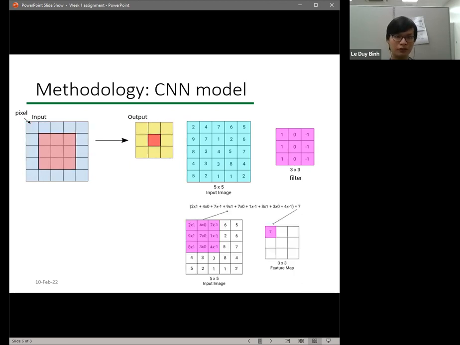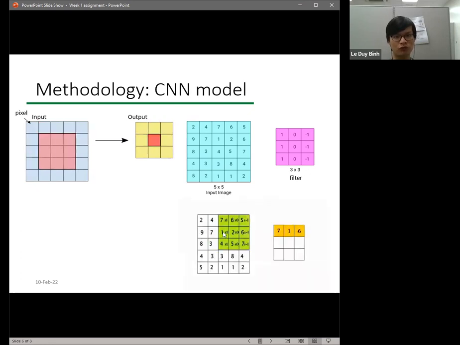By applying this filter to the whole image, we multiply each position of the filter by the corresponding position of the image, and we sum them all. We have the output, and we have a number in the output here. Then we apply the filter over and over to the whole image. In the output you can see that the left column is larger than the middle, and the middle is larger than the right. So if we apply this kind of filter, we can detect the vertical lines of the image.